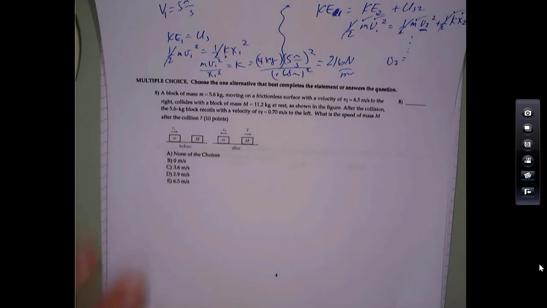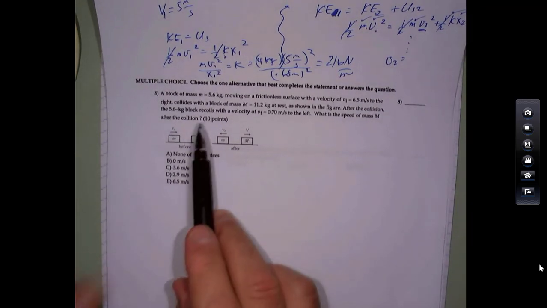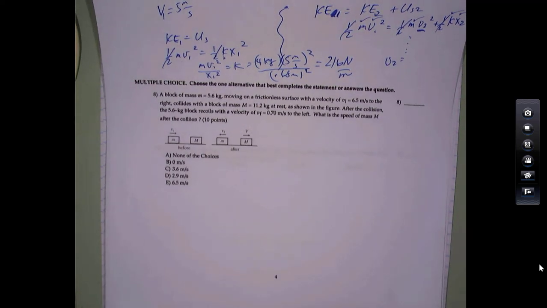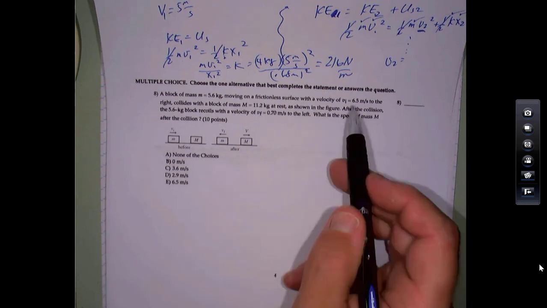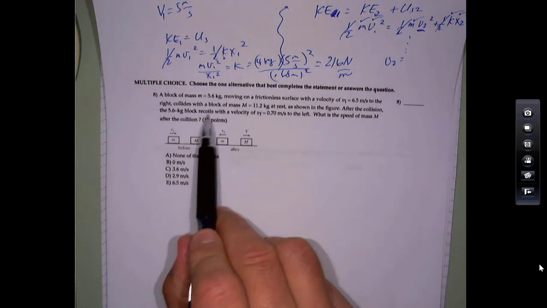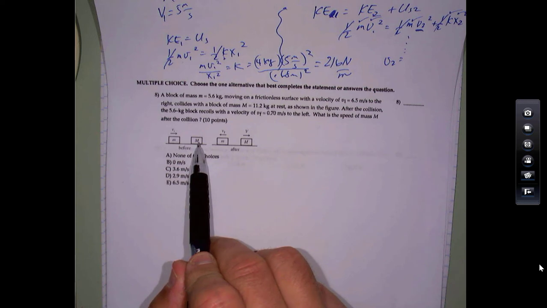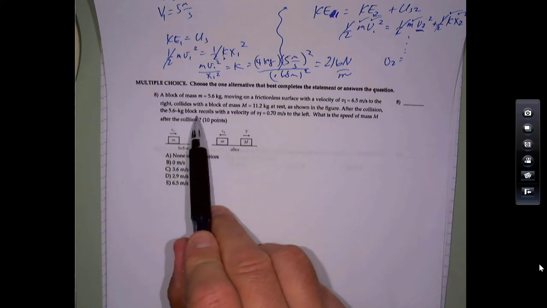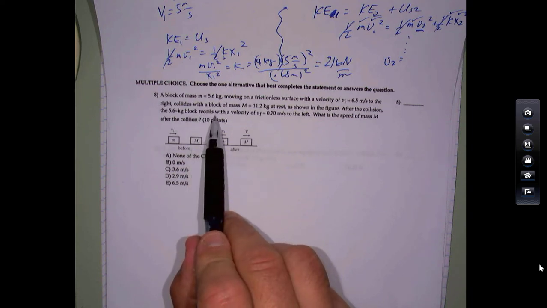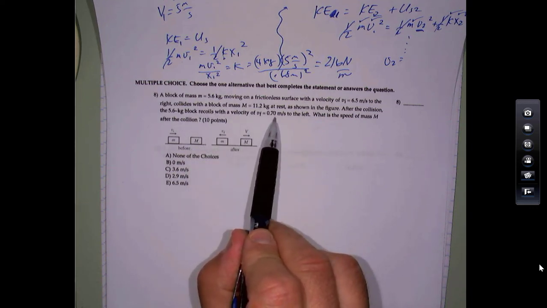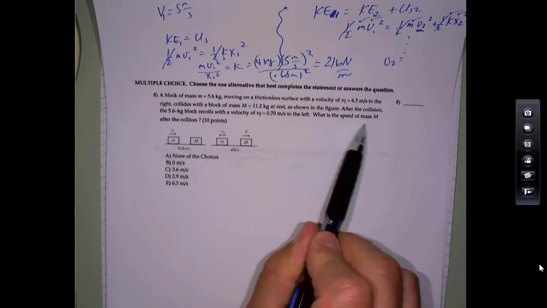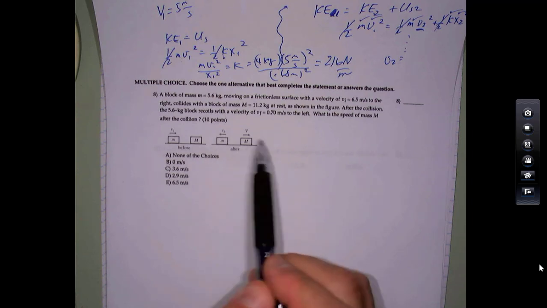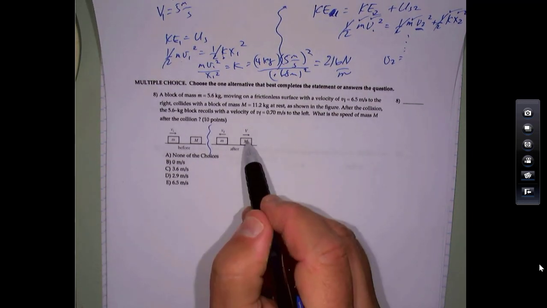Okay, number 8 here, a block of mass m, that's this one, 5.6 kilograms, moving along a frictionless surface with a speed of 6.5 to the right, collides with this bigger mass at rest. After the collision, the 5.6 block recoils with a speed of 0.7 to the left. What is the speed of mass M after the collision? Okay, so this guy's not moving, this one's moving, they collide. What's the speed of this one after the collision?